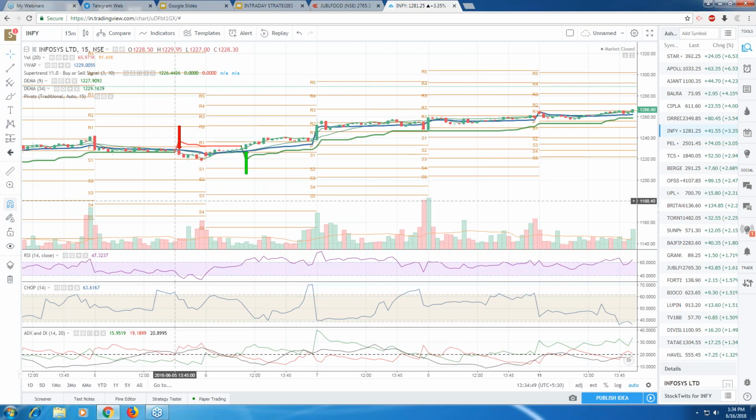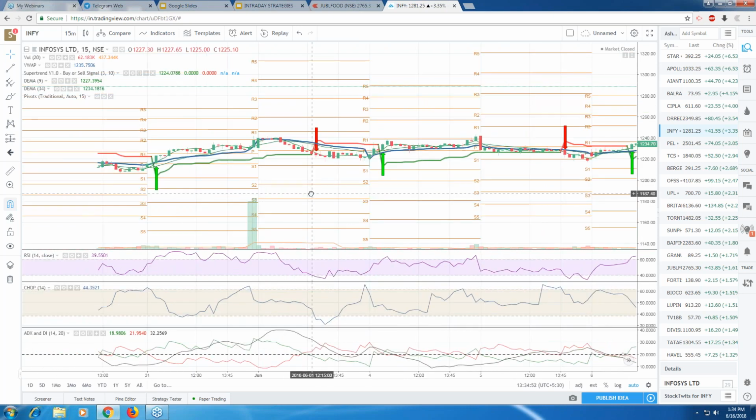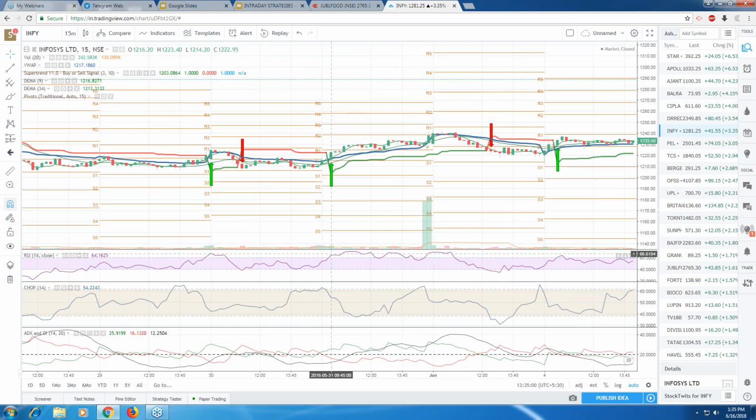Let's say here, this point, right? At this point, RSI went up, choppiness came down, and the stock went from 1222 to 1237, right? That's the flight the stock has taken. Let's look into the downward direction here.